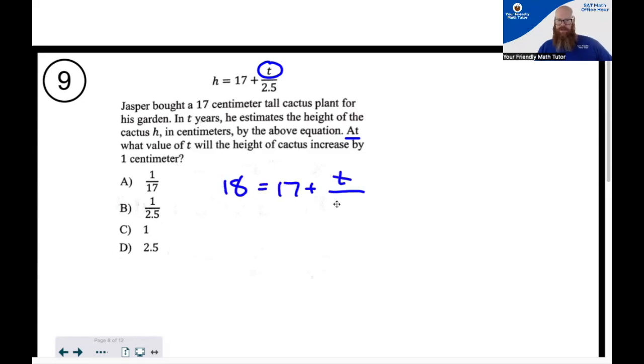So I want to know which value of t. So I just do this. So clearly it had to increase by 1. So when I do 18 minus 17, I get 1. And then I multiply over 2.5 and I get 2.5 equals t, which makes sense. So if I plug in 2.5, 2.5 over 2.5 is 1, and it's going to increase by 1. It started at 17.